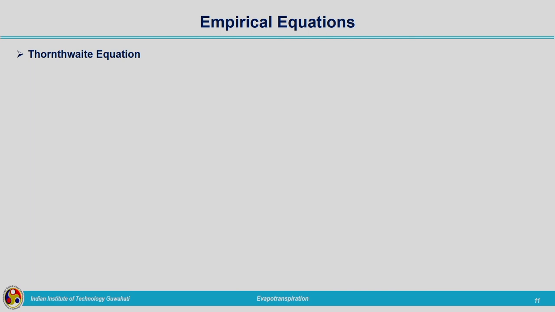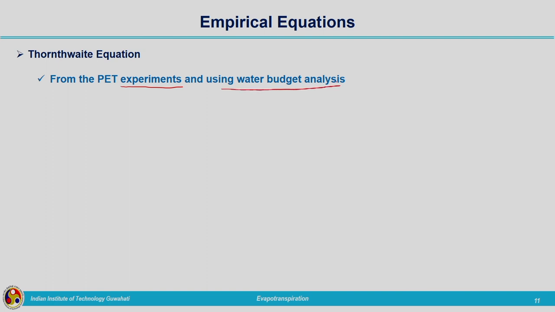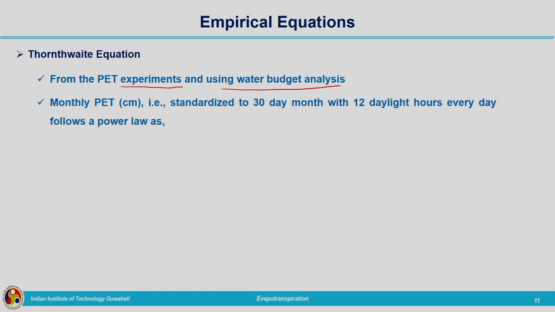Now next is the empirical equations. First let us see the Thornthwaite equation. From the potential evapotranspiration experiments, we can compute the evapotranspiration by making use of the water budget analysis. In this case also, we are making use of the water budget analysis. So what are we calculating? We are calculating the monthly potential evapotranspiration. This is an empirical equation, so you need to be very careful about the units. This equation gives you the evapotranspiration in centimeters. So monthly potential evapotranspiration, standardized to a 30 day month with 12 daylight hours every day, is assumed to follow a power law.